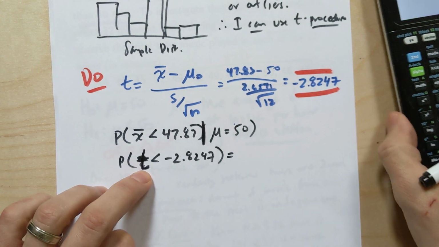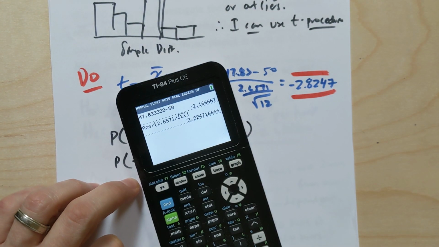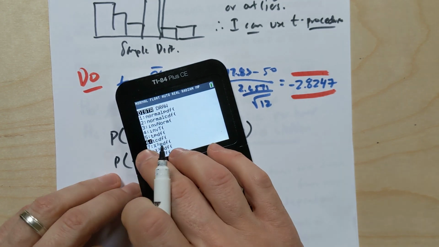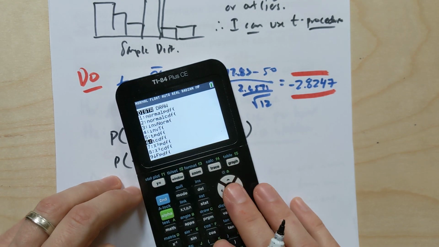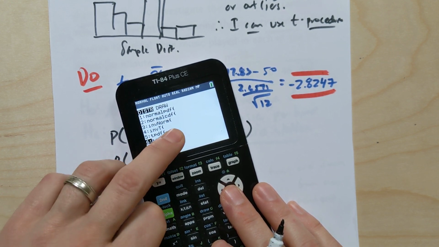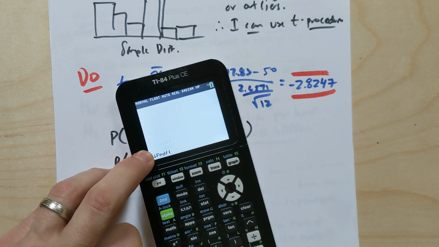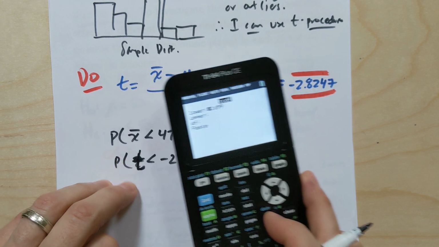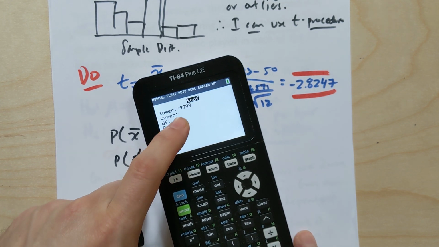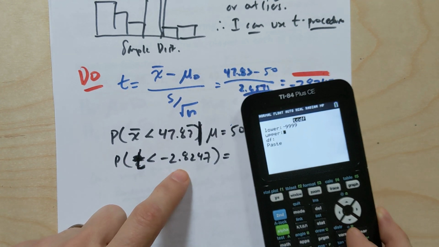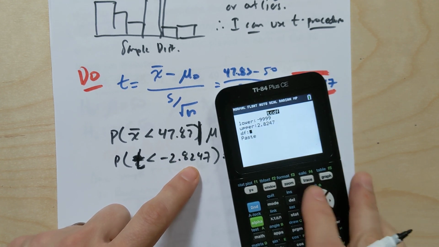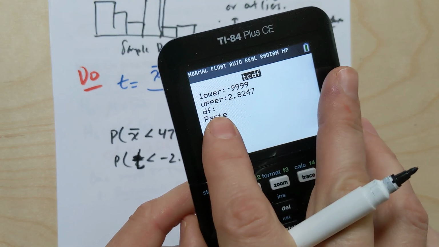Now, since I'm working with the t-distribution, I can't use normal CDF. I will use tcdf, right here, option number 6 in my calculator. A lot of you will have it be option number 5 because you don't have inverse T, so sorry, you've got an older calculator. But for me, option 6, tcdf, and I'll put as my lower bound, what's my lower bound here? Well, I want something less than something, so do like negative infinity. The upper bound would be my test statistic, negative 2.8247. And then, the df, the degrees of freedom.